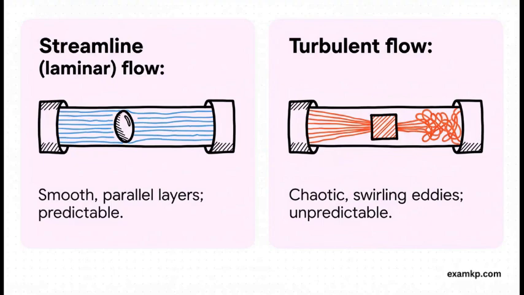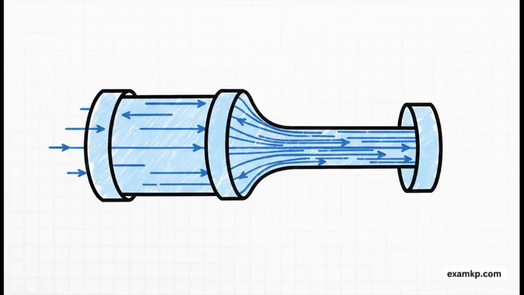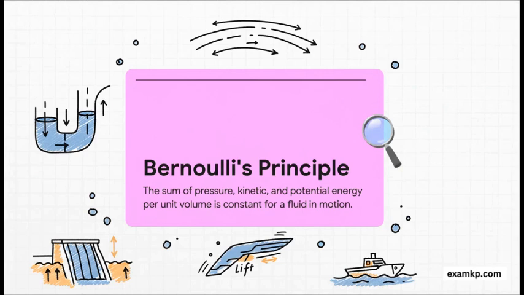Now, the equation of continuity is a really powerful idea that's all about conserving mass. It basically tells us that when a fluid is flowing through a pipe, if that pipe gets narrower, the fluid has to speed up. Why? To get the same amount of fluid through in the same amount of time. It's exactly what happens when you put your thumb over the end of a garden hose to make the water spray out faster.